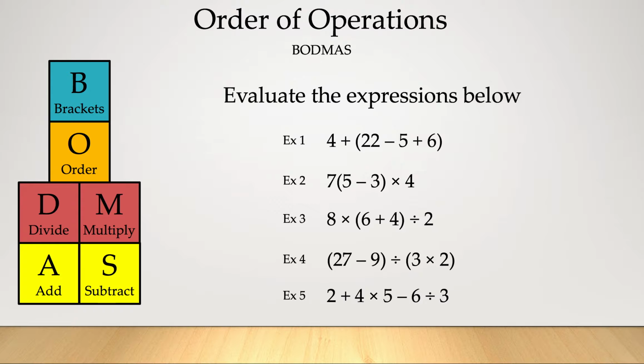But remember, the reason why BODMAS looks like that on the left side of your screen is because brackets goes on top because it's the first step you look for. Order is the next step, and divide and multiply is what you look for third. They're on the same line because they are inverses. And same thing for add and subtract. They're on the same line because they are inverses.